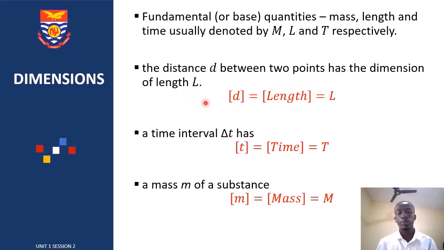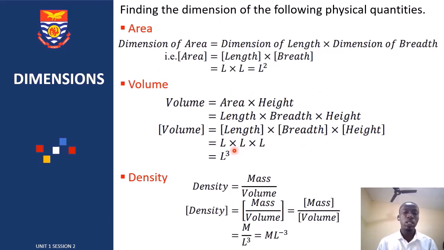Length, big L. And anytime we are writing this, if you are writing the length, the time, or the mass, you put it in a big square bracket like this, and you denote it by its dimension. Now let's look at some calculations using dimensions. First, we'll be doing area, volume, and density.